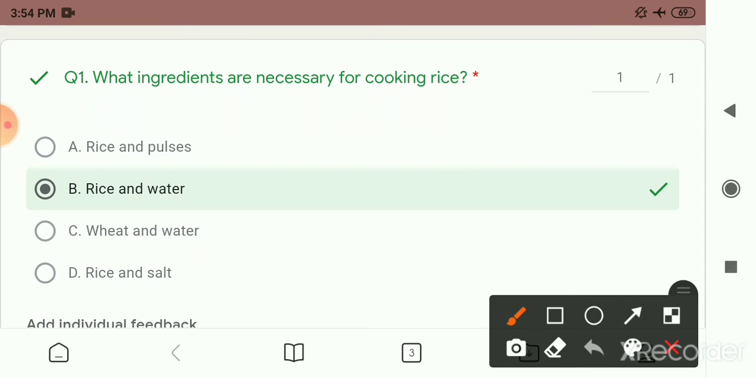So the first question is, which ingredients are necessary for cooking rice? To cook rice, which ingredients do we require? The options are rice and pulses, rice and water, wheat and water, and rice and salt. So here your answer is option B, that is rice and water. To cook rice, we need these two main ingredients, that is rice and water.